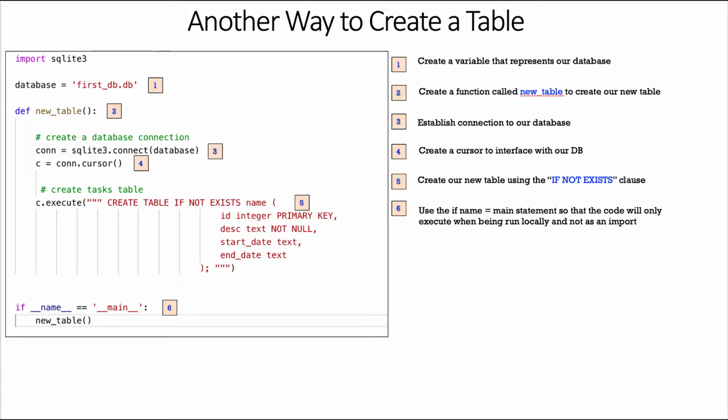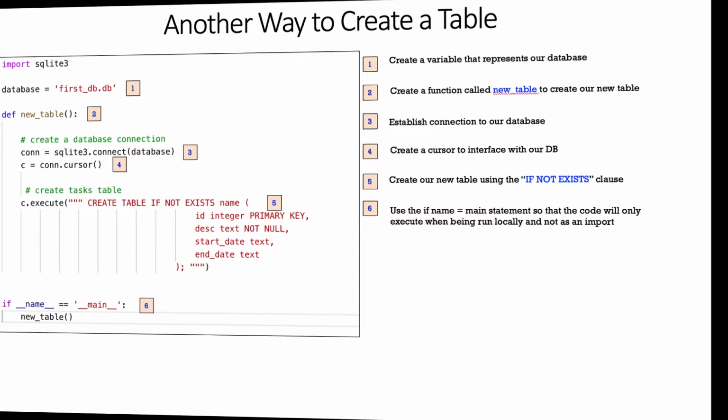And then we have an if __name__ equals __main__ statement. In the body of that if __name__ equals __main__, we have that new_table function. So that will only be executed if we run this code locally. If we import this code, this new table will not be executed, because when we have the if __name__ equals __main__, of course, that indicates that we're only going to be running the code that's indented underneath that statement if we use this file locally.